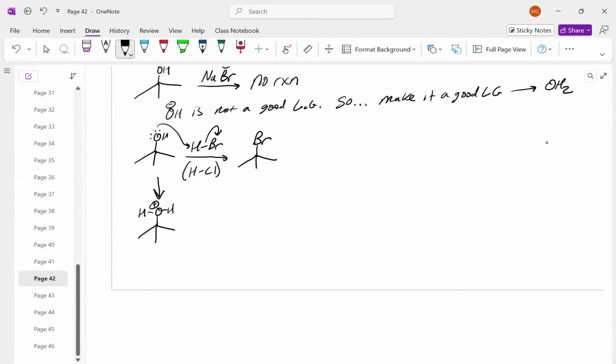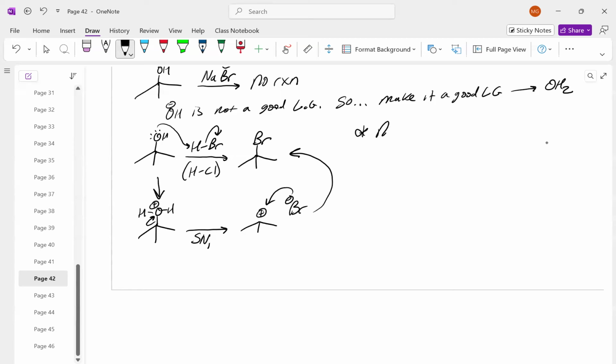Now I have a good leaving group. So since that leaving group is on a tertiary carbon, I'm going to have the leaving group leave. So this is going through an SN1 mechanism, and I get a tertiary carbocation. And now the bromide is going to come back in. And we've done our substitution. So when the problem that arises is that OH is a poor leaving group, we make it a good leaving group by doing it under acidic conditions.